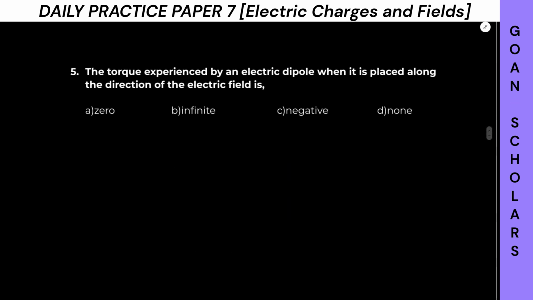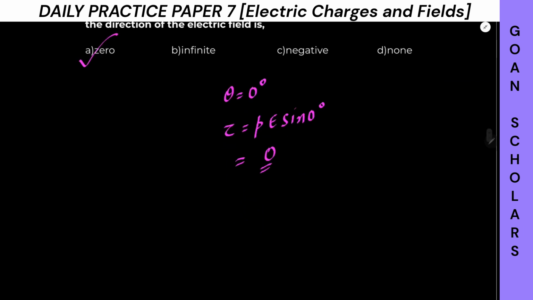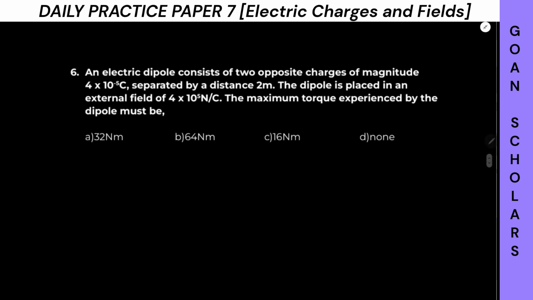Question number 5. The torque experienced by an electric dipole when it is placed along the direction of electric field. When it is along means theta is 0 degree. And if theta is 0 degree, torque tau is PE sin 0, and sin 0 is 0. So along means parallel. So 0 is the correct answer. Let's move to question number 6.